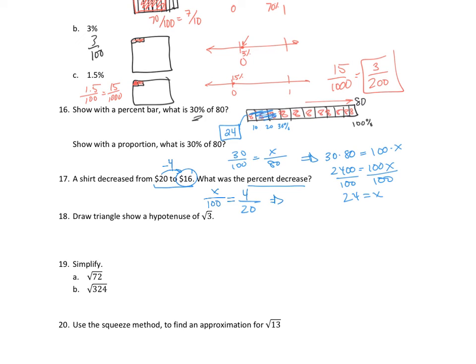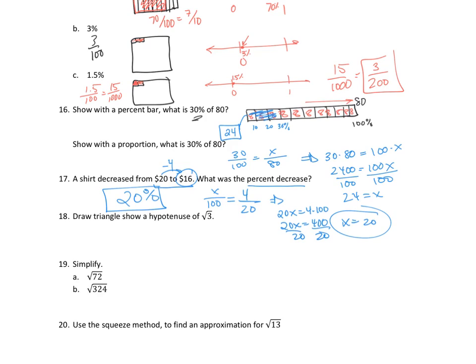So again, I set up the proportion. 20x will have to equal 4 times 100. That's 20x equals 400, divided by 20. We get x is equal to 20. So that's a 20% discount.